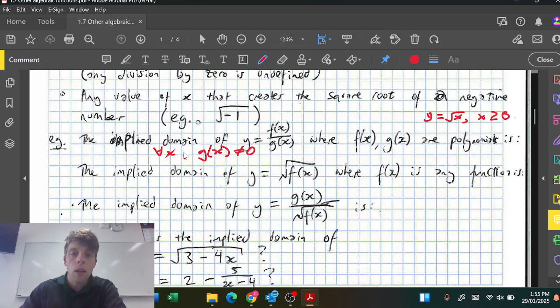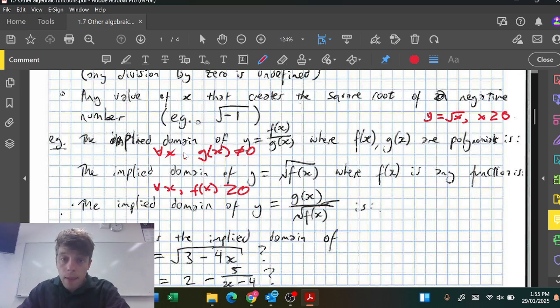Same with this one here. It's defined for all x, where the upside down A means for all, such that f of x is greater than or equal to 0. So the thing underneath the square root cannot be negative.